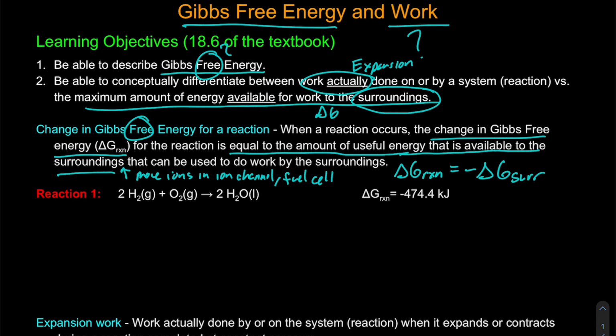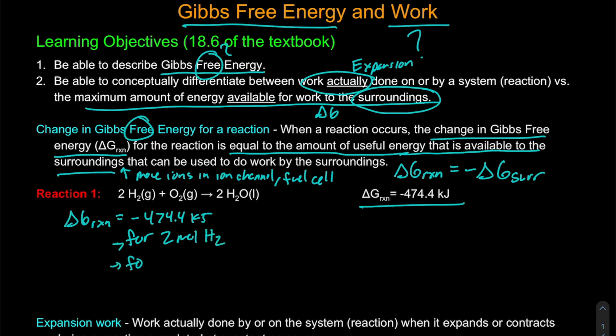So let's look at this specific reaction. We have water being formed from hydrogen and oxygen gas, and we know the Gibbs free energy change is negative 474.4 kilojoules. Now what does that mean? That means I would have a Gibbs free energy change for my reaction of negative 474.4 kilojoules for the reaction of 2 moles of H2, or if we look at it through the lens of O2, 1 mole of O2 reacting here, or for the production of 2 moles of water.